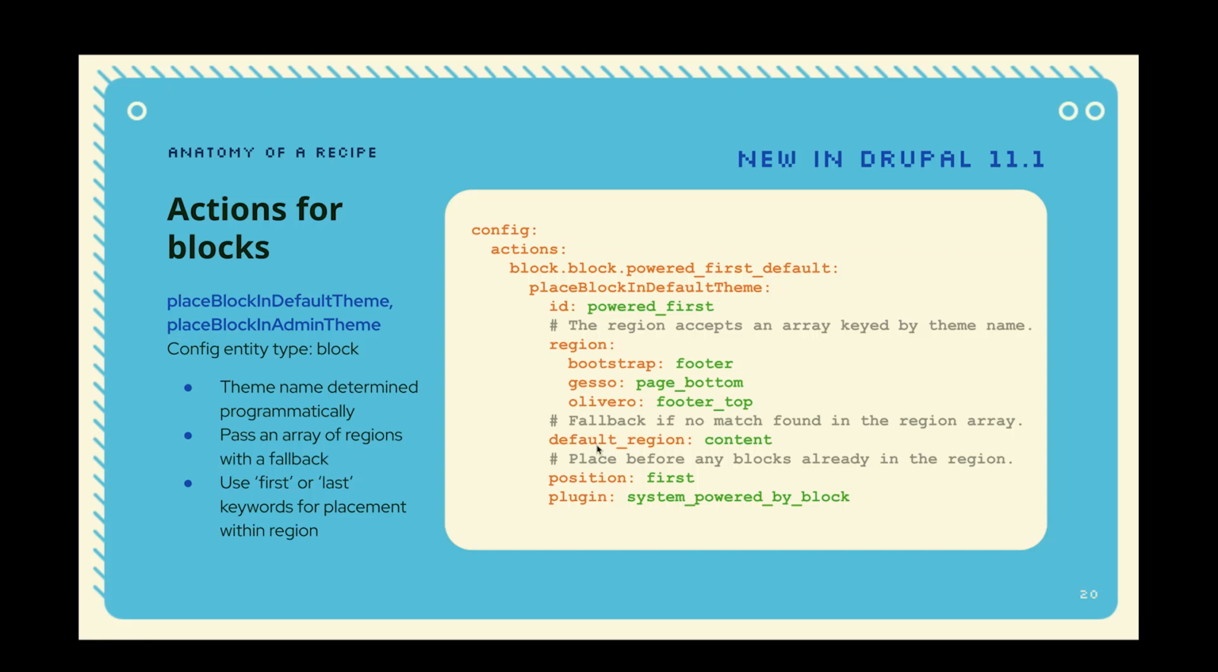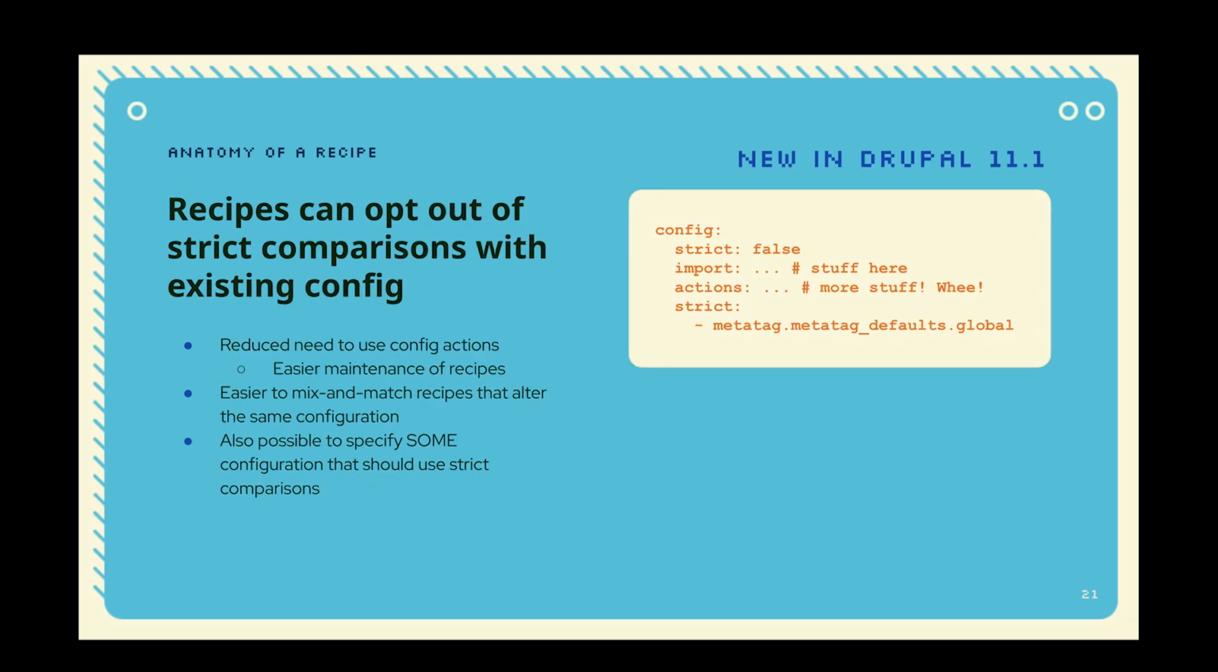So say, if none of the others are above, or the theme isn't in that array, just use the content region. And then for a position, you can say first or last. The actual config action will do the work of calculating the numerical value so that the block will appear top or bottom, depending on what you've specified. So it's a lot more flexible in terms of being able to work across a lot more use cases for things like placing blocks.